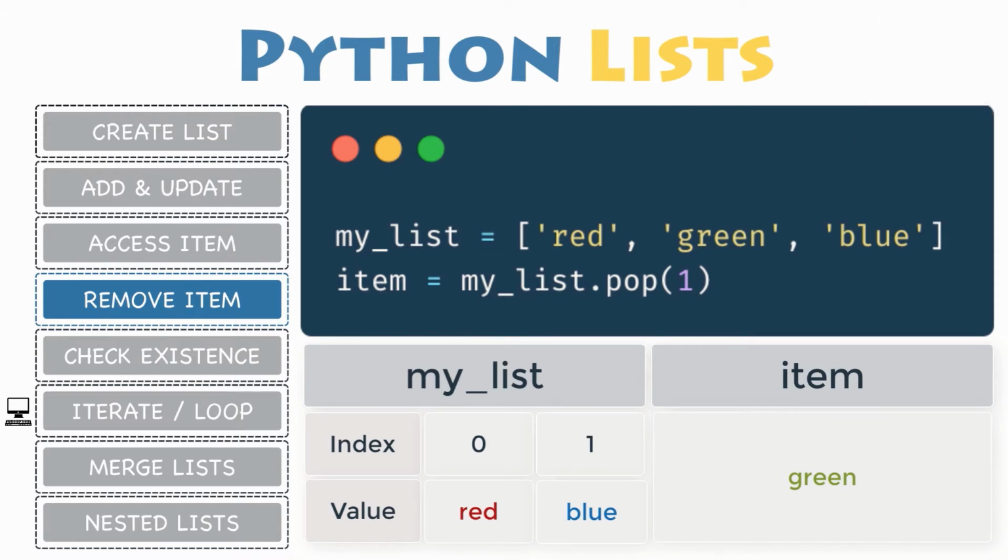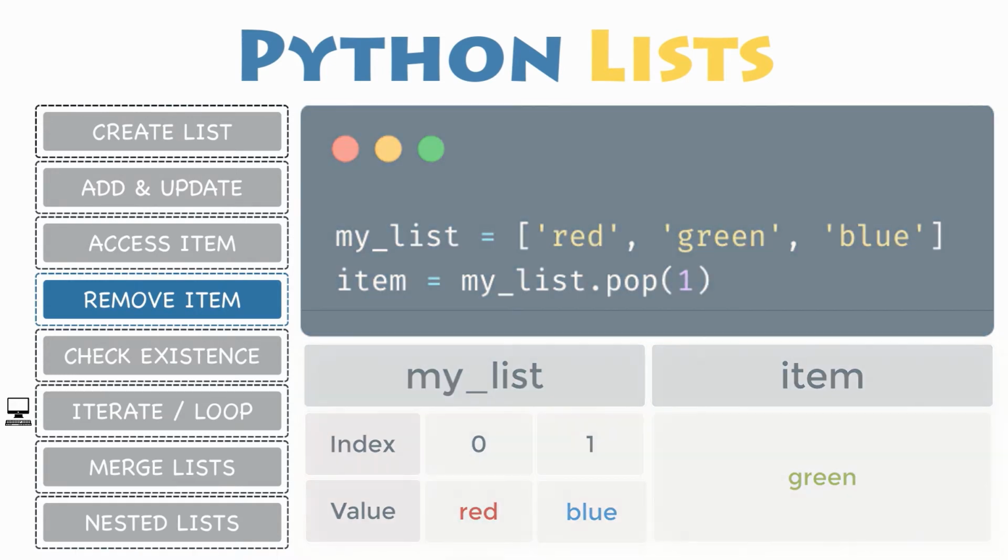For instance, popping the item at the index 1 will remove its value, green, from my list, but it will keep its value in a variable so you can access it later and reuse it.